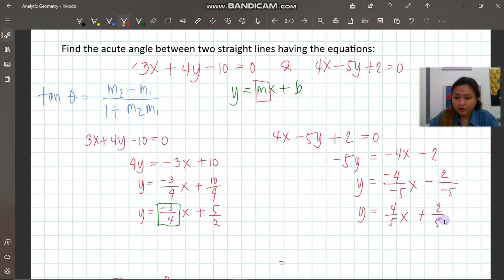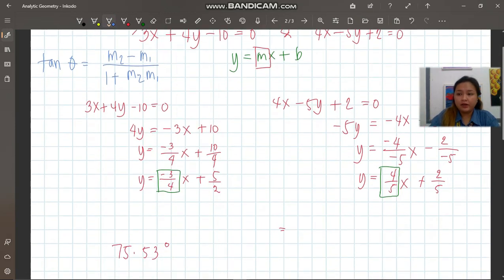What we are interested in when rearranging the equation is the value of the coefficient of x, because that represents the slope of our line. Y equals mx plus b, where m is the slope and b is the y-intercept. So we now have the slopes here, negative 3/4 and 4/5. We can now solve for our angle.